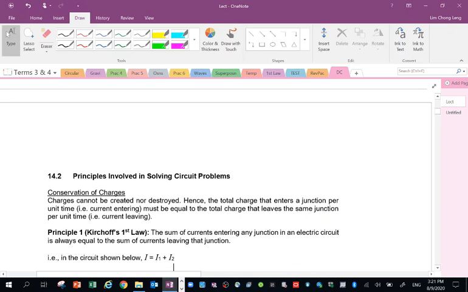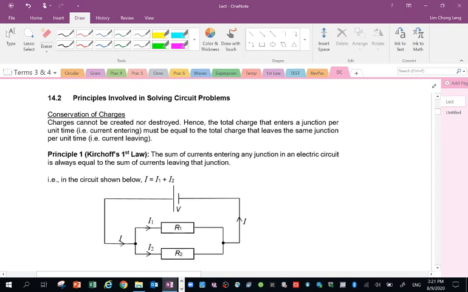Okay, let's look at the first principle called Kirchhoff's first law. You may pronounce it as Kirchhoff, it doesn't matter, but I prefer to pronounce it as Kirchhoff's first law. It simply means that the sum of currents entering any junction in an electrical circuit is always equal to the sum of currents leaving the junction. It means that if I have current flowing into the junction, so the dot here represents the junction, it must be equal to the current flowing out, such as this. In must be equal to out. So this is based on the principle of conservation of charges.